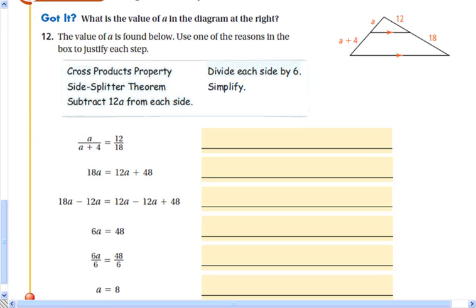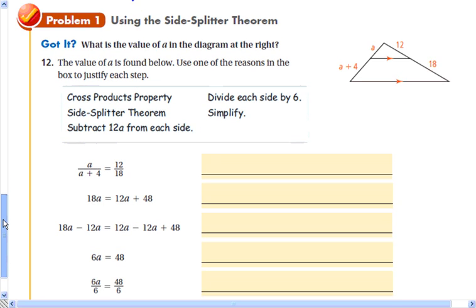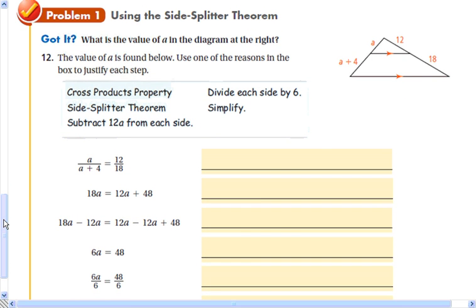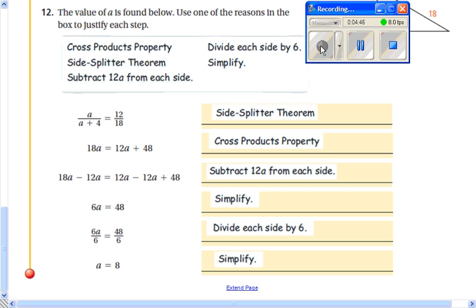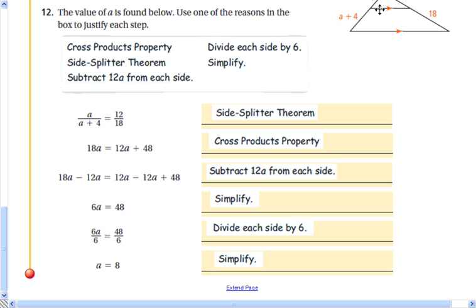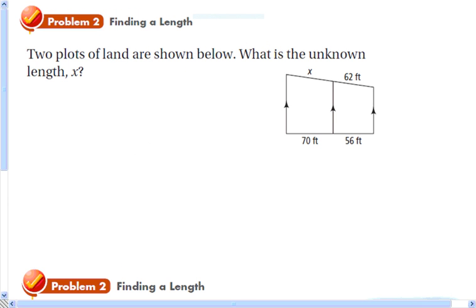All right, you can go ahead and do this and check back with your answers. All right, those are the reasons you should get. So, finding the length. Two plots of land are shown below. What is the unknown length x?